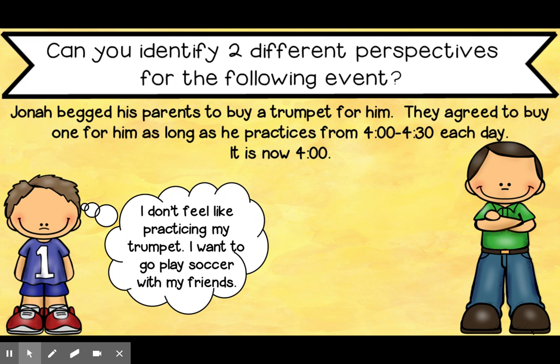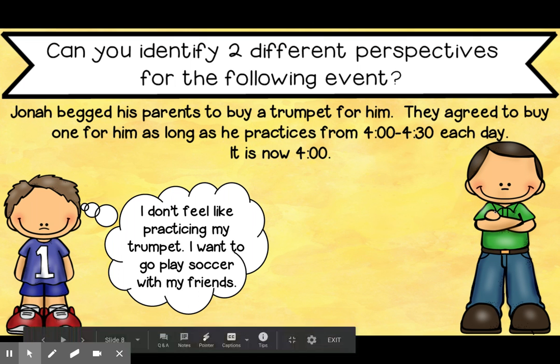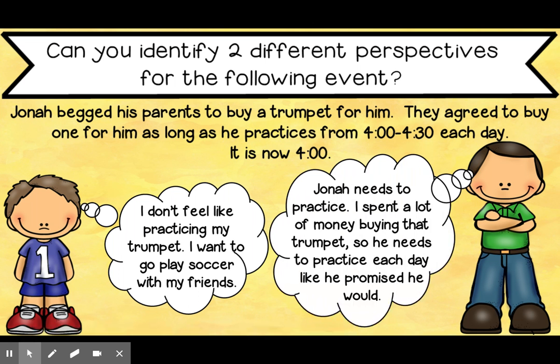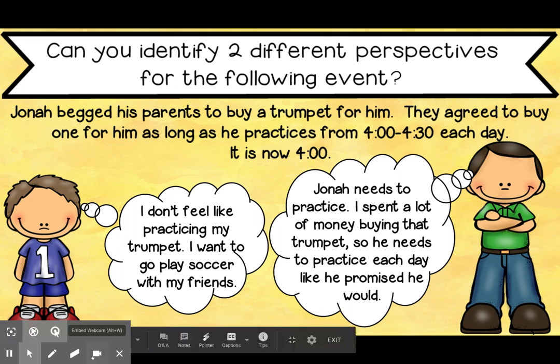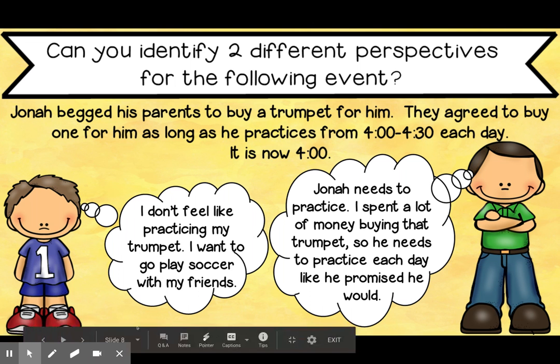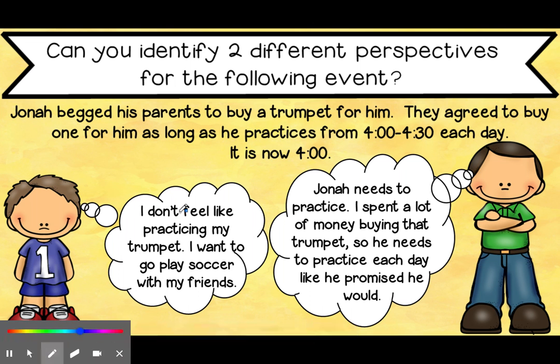So that was Jonah. And then we have, who I am assuming is Jonah's dad, "Jonah needs to practice. I spent a lot of money buying that trumpet, so he needs to practice each day like he promised." So with this one, this is where we start looking not only into positive or negative, but defending why. In this one, they're both kind of a negative connotation. And we know that because he's like, I don't feel like practicing. I want to go do something else.